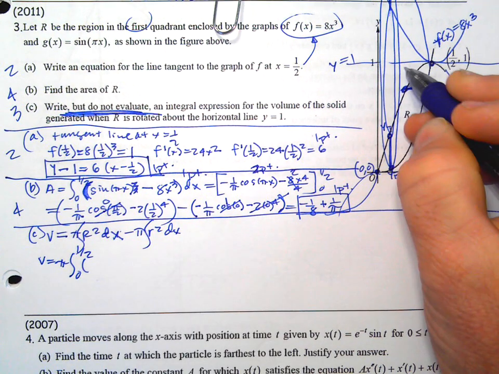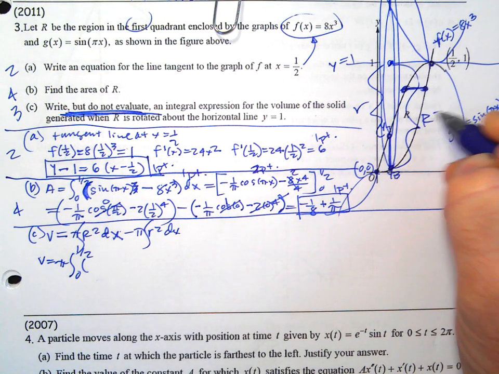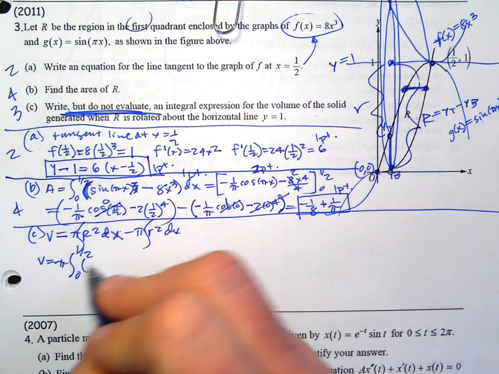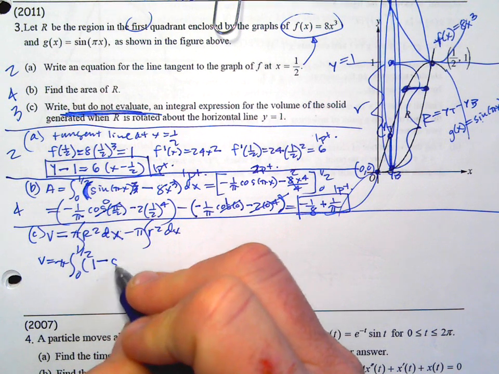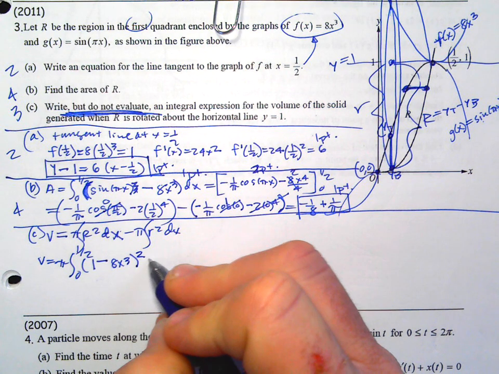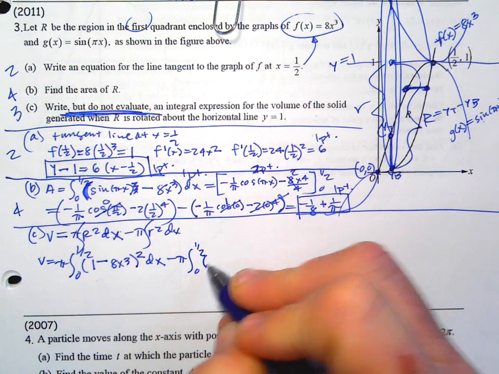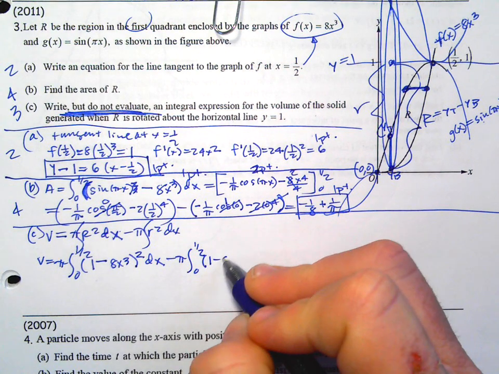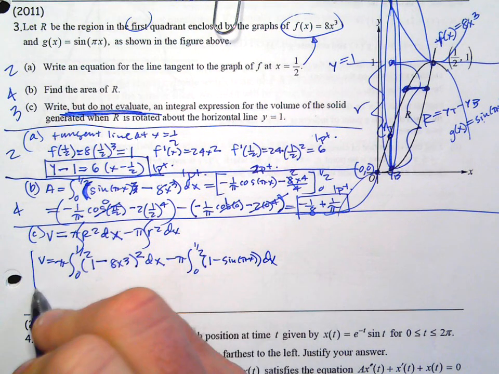The big radius right here, this is the little radius, is y top minus y bottom. So y top is 1 minus y bottom is the cubic, 8x cubed. Or you could write f(x) in there if you want. Squared, dx, don't forget the squared, minus pi, 0 to 1/2. Little radius is y top is 1, y bottom is the sine curve, sine pi x dx. And that's it. That's your answer.